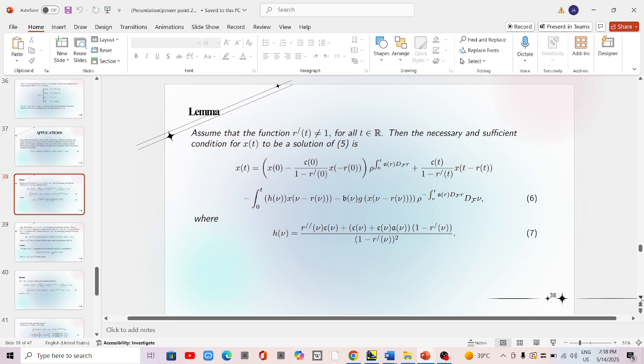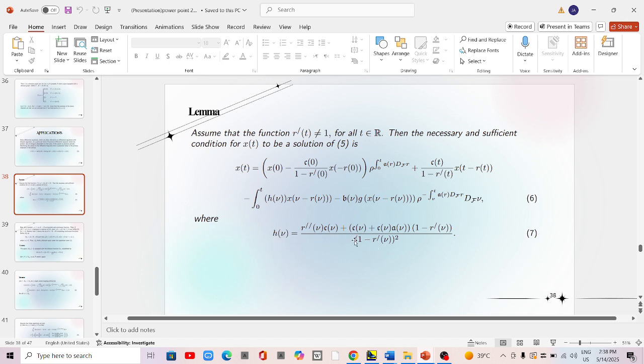Here we are taking r dash of t not equal to 0. If r dash of t is equal to 0, then what will happen? Where it is given h of v is equal to 1 minus r dash of t, this will become 0. It means the denominator will become 0. So what this shows is that h of v will become undefined.